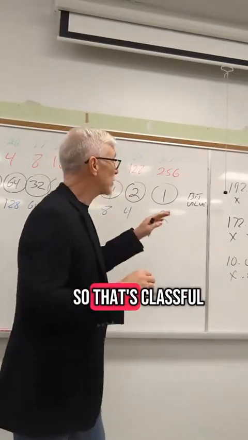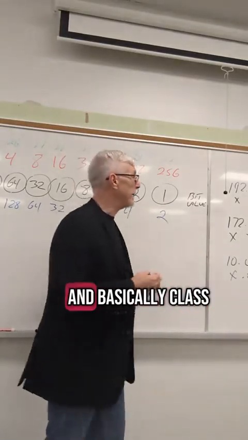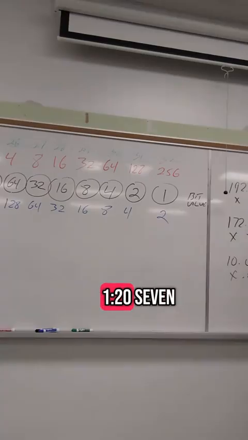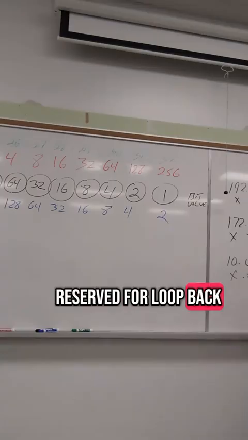So that's classful addressing, okay? And basically, class A goes from 1 to really 127, but we're going to say 126 because 127 is really reserved for the loopback.